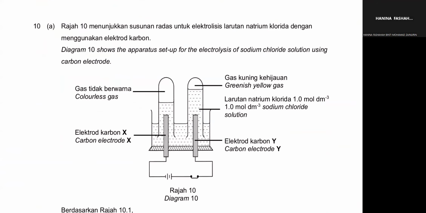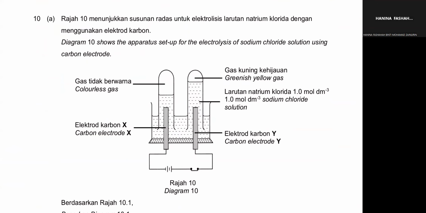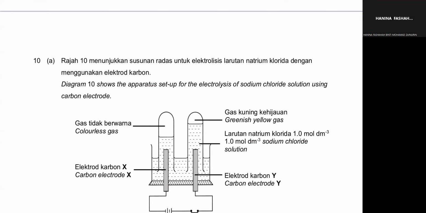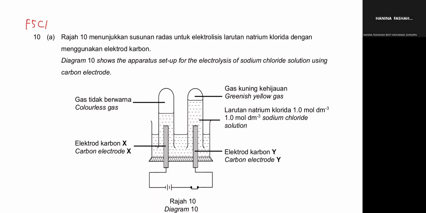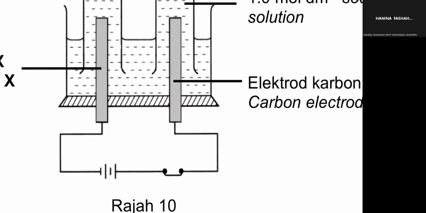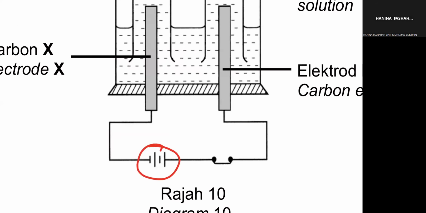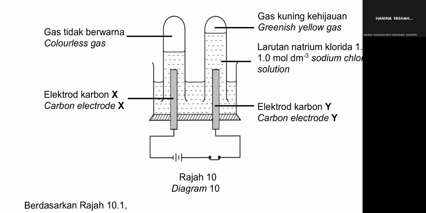Now, this question 10 is Form 5, Chapter 1. So, if you still remember, you have to come out like this one. First of all, you have to see, always also have question, always want to see whether they got battery or not. Of course this one got battery. You can look at here, battery here. So got battery means what's the name of the cell?